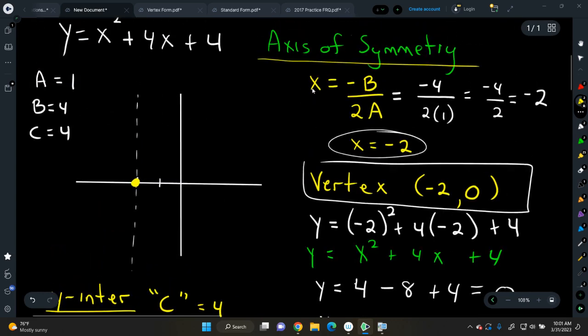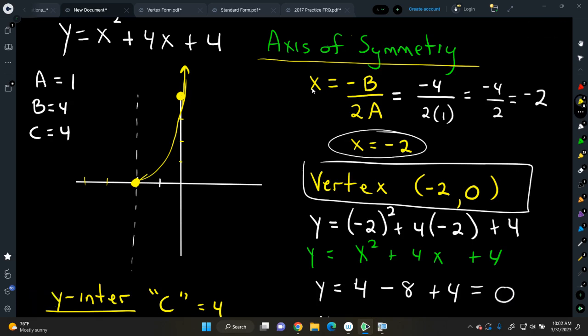So I go to my graph and I go up to 4 and I put a point right there. Okay? So at this point, I have half of my parabola. Oops, that's really bad. Let me try that again. I have half of my parabola.